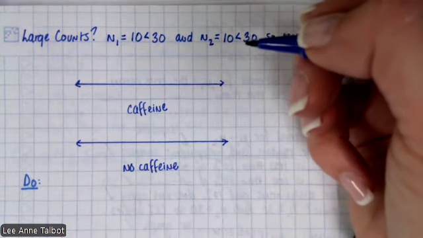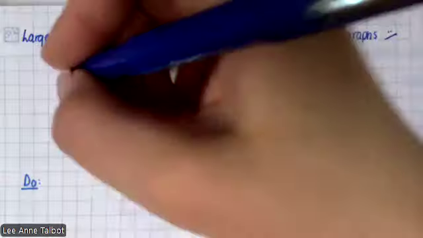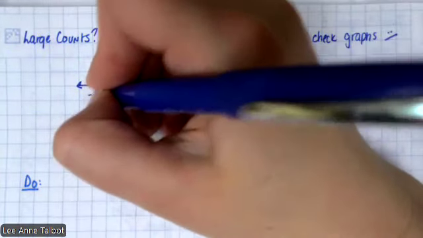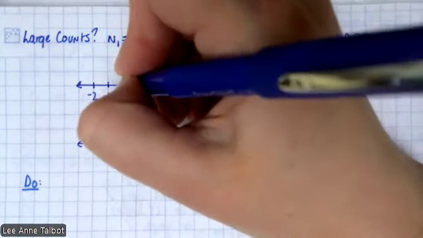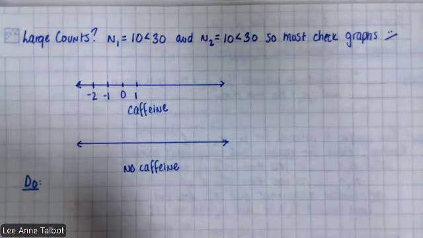And what is the lowest number in the table? Not talking about the means or standard deviations, but what's the lowest number in the table? -2. Okay. What's the highest number?